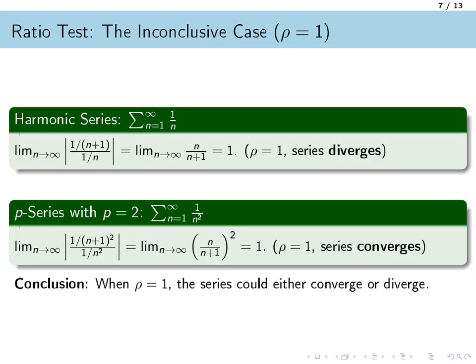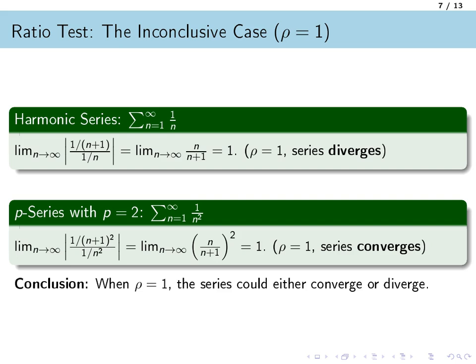The ratio test has a significant limitation. It is inconclusive when the limit of the ratio, which we call rho, is exactly equal to 1. This means the test fails to determine whether the series converges or diverges, and we must use a different method.